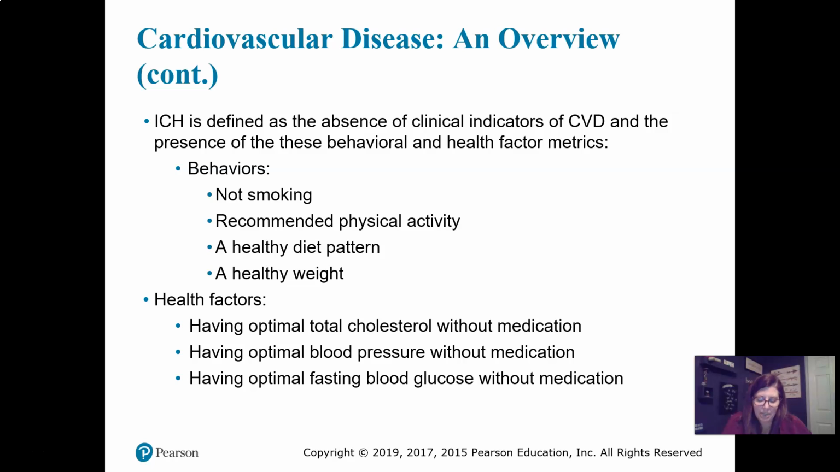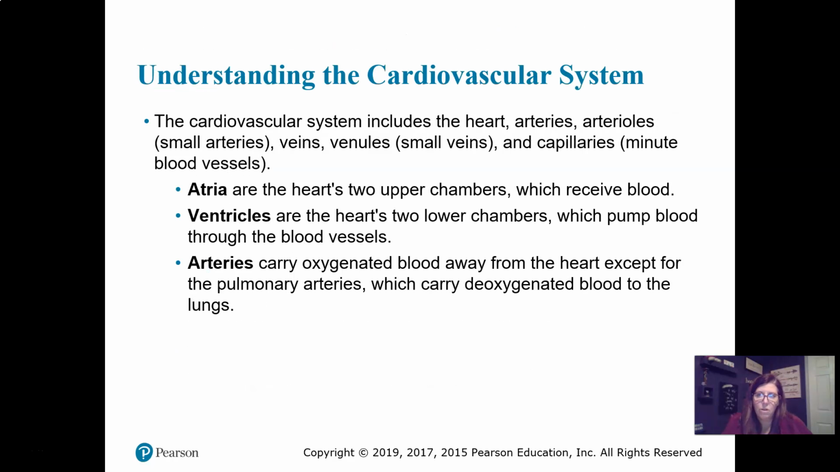Only 13% of U.S. adults meet 5 or more metrics with ideal levels. Fewer than 1% meet all 7. The cardiovascular system is the network of organs and vessels through which blood flows as it carries oxygen and nutrients to all parts of the body.